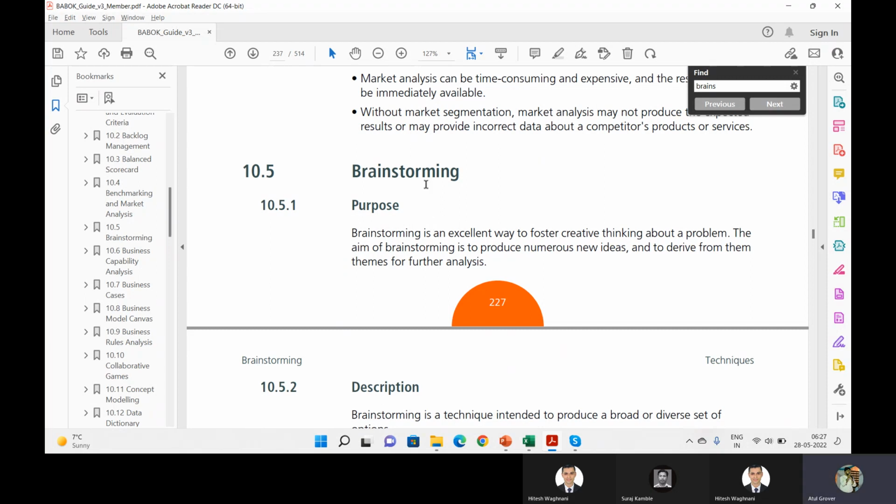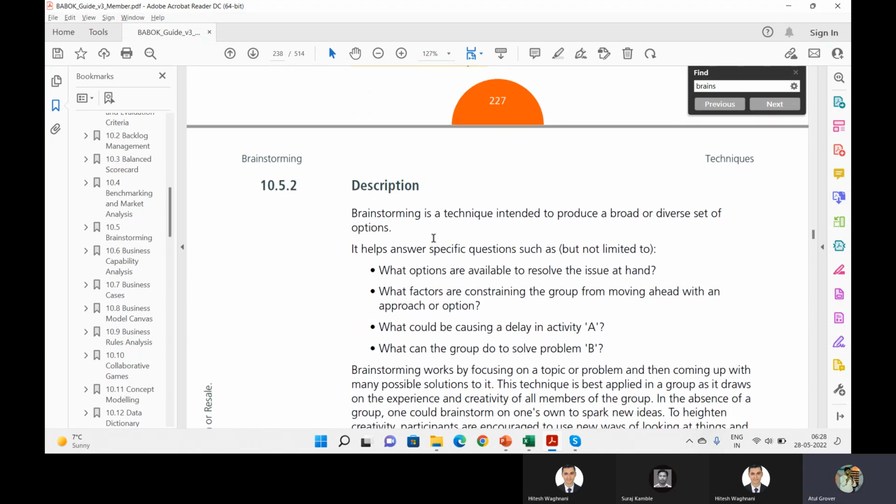Okay. And this is one of the techniques of problem solving as well. It's an excellent way to foster creative thinking about a problem. The aim of this is to produce numerous new ideas. Remember, in brainstorming, it is not necessary that you give only a valid or feasible idea. You can put any idea. Feasibility will be done later on. Risk will be done later on. But here the motive is to gather ideas about the same and to derive from them for future analysis. This is the main part of this particular technique. Brainstorming is a technique intended to produce a broad or diverse set of options.